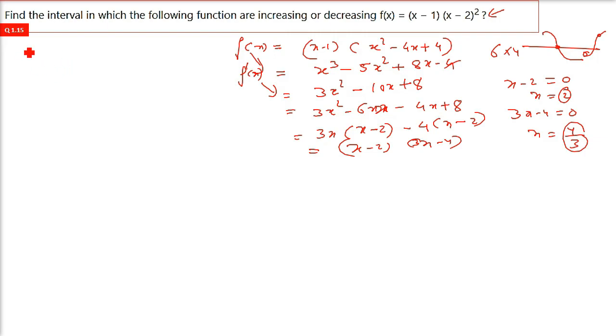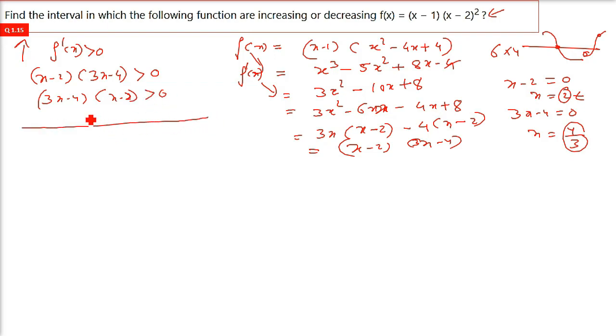So let us start with the increasing one. Increasing means f dash x should be greater than 0. That means (x minus 2) into (3x minus 4) should be greater than 0. Now which one is lower? I told you in the previous discussion that we have a less than b, so we can directly write the answer. x is equal to 4 by 3, x is equal to 2. So I am writing first 3x minus 4, because 4 by 3 is lower than 2.